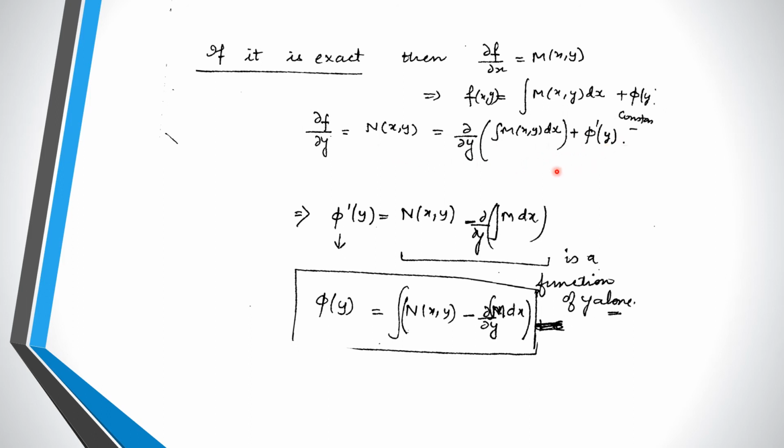Or you can say you can take this term to this side. So your phi dash y will be this. Now since your left hand side is a function of y alone, it means the right hand side also will be a function of y, right? So we can integrate both sides and we can find out the value of phi y. So we have this. So we can substitute the value of phi y over here.